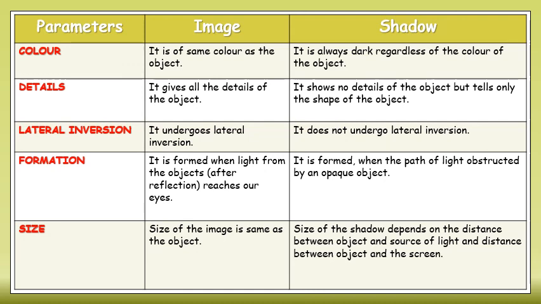Then image is formed when light from a source bounces off a surface and reaches our eyes, while shadow is formed when light is blocked by an opaque object. And the size of the image is same as the object, while the size of the shadow depends on the distance between object and source of light and distance between object and the screen. Okay.